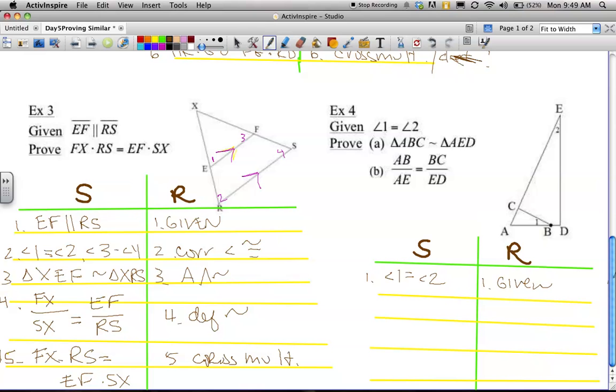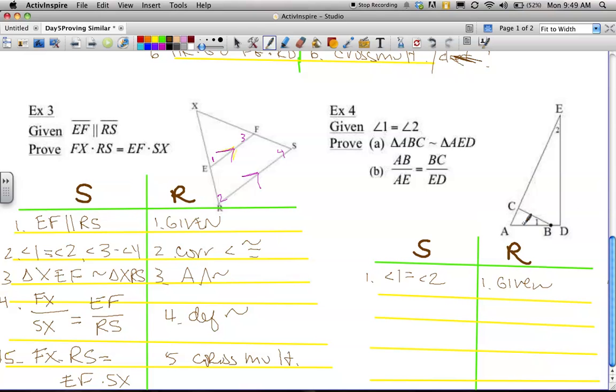Great. Last one. Given 1 equals 2, prove two things: that ABC, which is this little tiny triangle, is similar to AED, which is the big one, and then show that the sides are proportional. AB is to AE as BC is to ED.